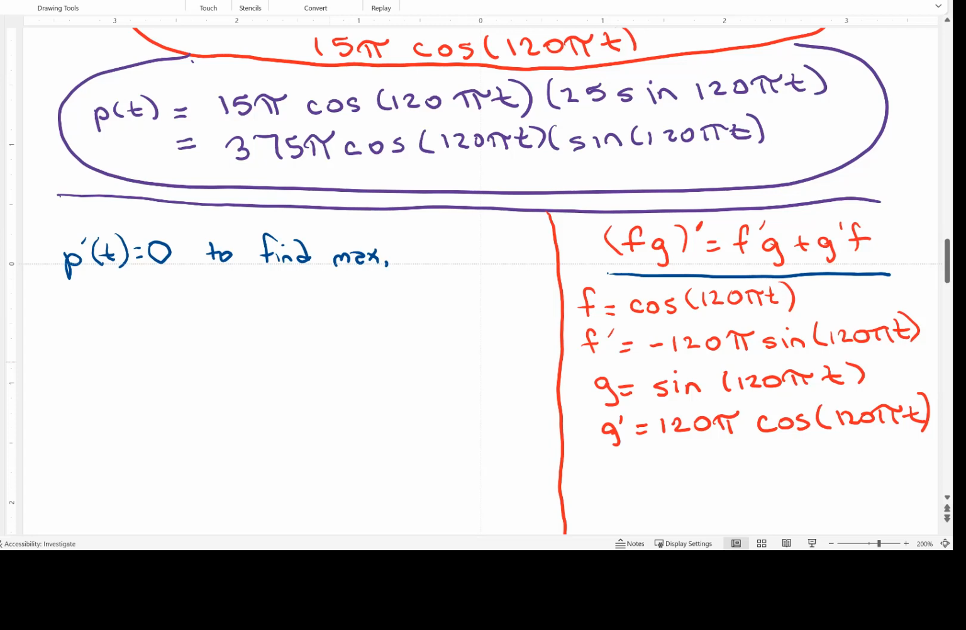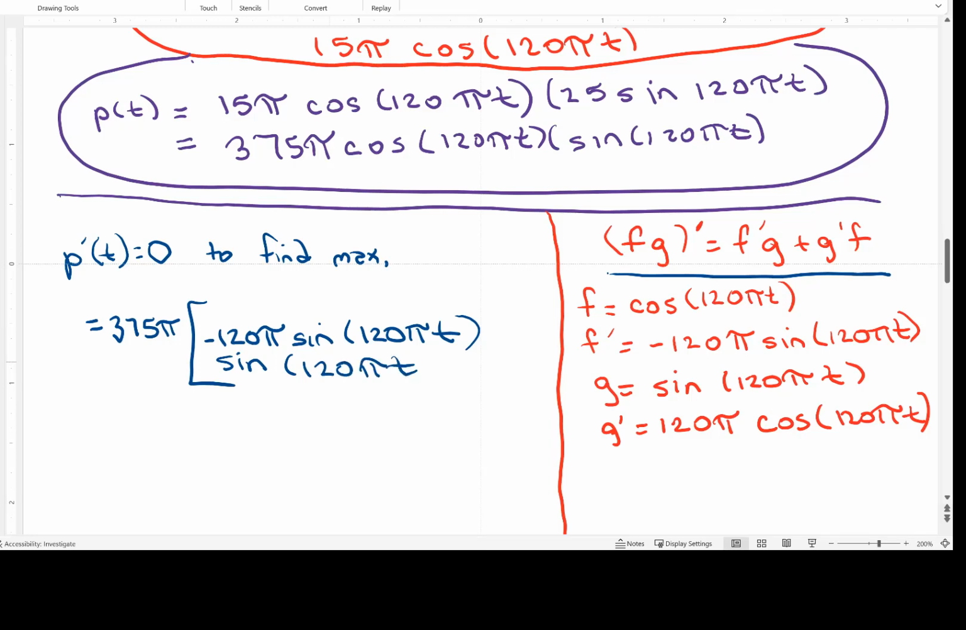Now I can say the derivative of p is equal to, and the first thing I'm going to do is just write the 375 pi way out here, because I don't care about that. But I'm going to multiply f prime times g. So I have negative 120 pi times the sine of 120 pi t. That's f prime times g, sine of 120 pi t. That's the first term. That's f prime g.